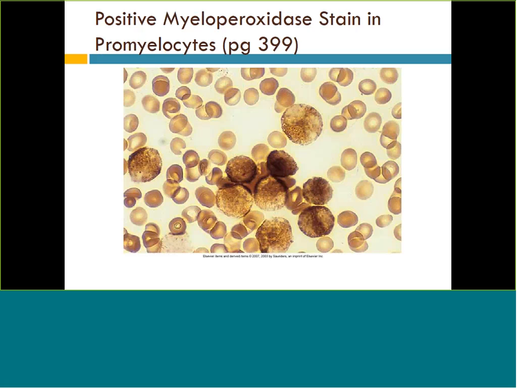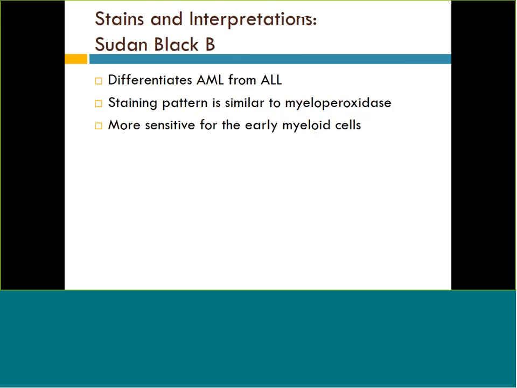So there is another stain reaction, positive myeloperoxidase stain. So there's a bunch of cells there that are positive. You're not going to have to interpret these stain reaction colors. I mean, we're not professionals. We're just learning what they're used for.